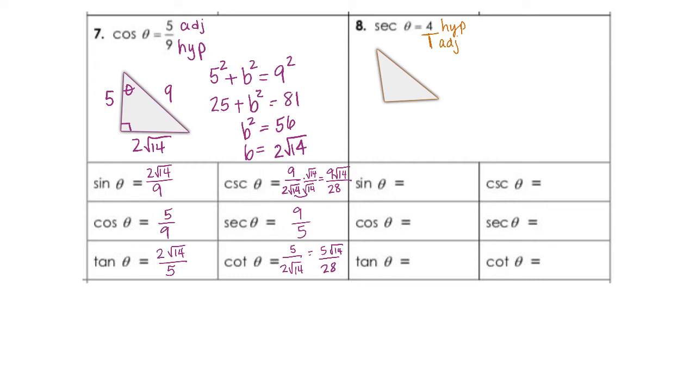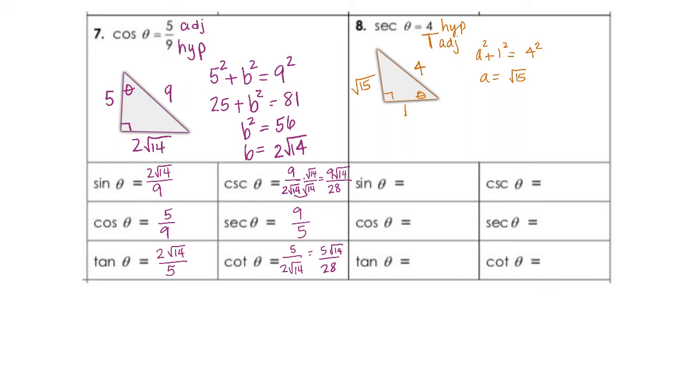So here we're going to have our right angle. I'm going to put theta down here. You're welcome to put it at the other angle. And so my hypotenuse is 4. My adjacent side is 1. And so to find that missing side, we have a squared plus 1 squared equals 4 squared. And so going through the process here, a is going to be the square root of 15. And so now we can fill in our trig values.